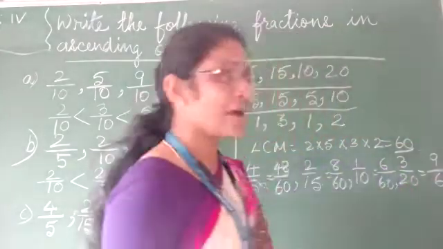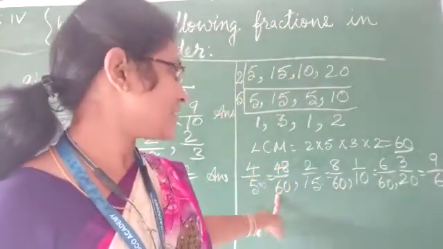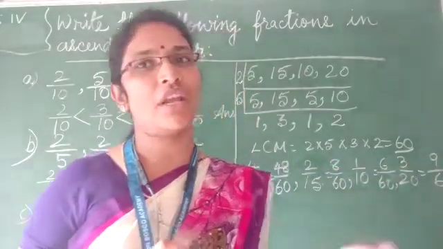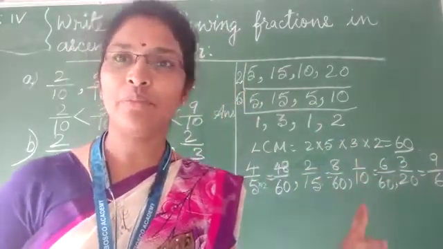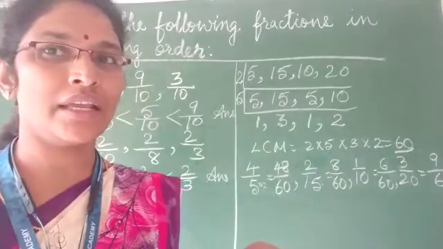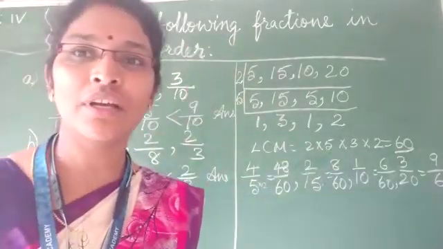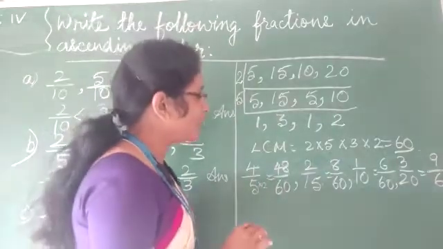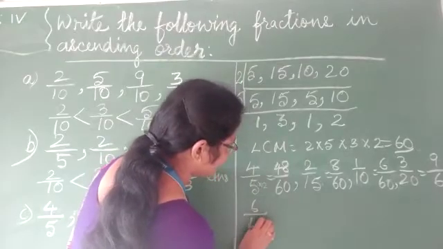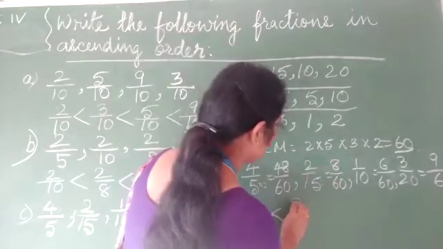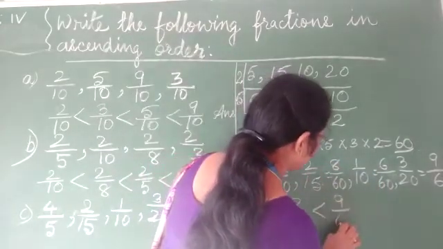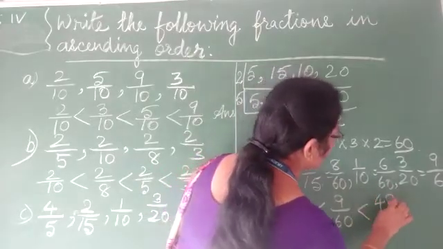We can see we have got the fractions 48 by 60, 8 by 60, 6 by 60 and 9 by 60. Now all are fractions with the same denominators. We can easily write them in ascending or descending order. As the question is to write in ascending order, we are going to write them in ascending order. Which is the smallest one? That is 6 by 60. Next is 8 by 60. Next is 9 by 60. Then 48 by 60.